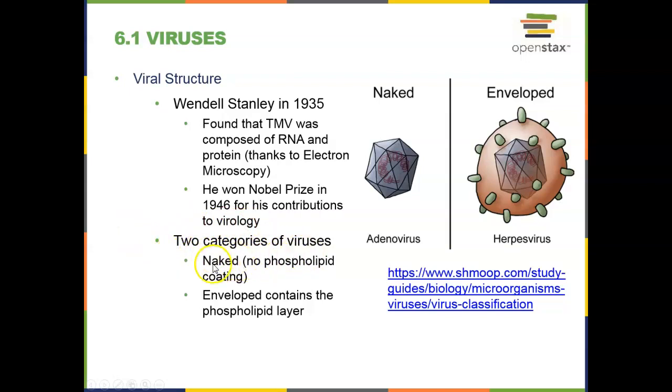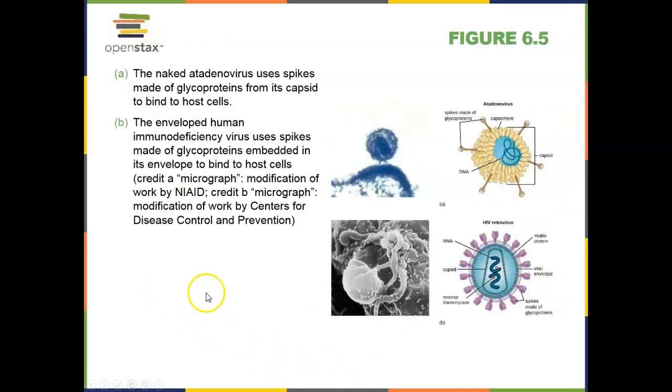So we have two different types of viruses, naked and enveloped. A naked virus has no phospholipid coating, that envelope, and then enveloped, which is like here, contains a phospholipid layer. Enveloped viruses are easier to inactivate because once you get rid of the envelope, then the virus no longer functions. If you don't have an envelope, then you have to have other mechanisms to inactivate the virus. And this is just showing your naked virus and your enveloped virus again.